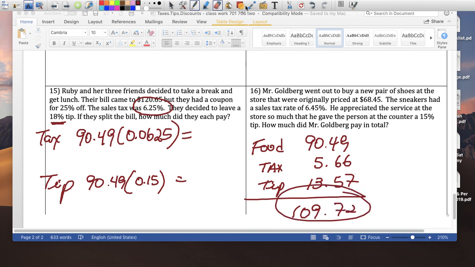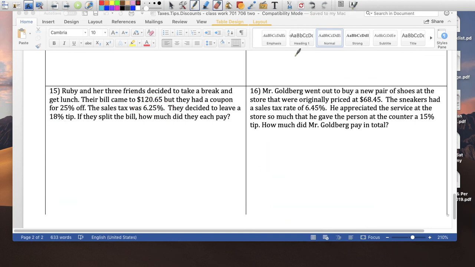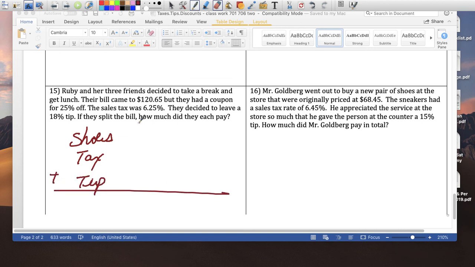Okay, so, and then we have one more question. Mr. Goldberg, he went to buy something, new shoes. He had a tax, and he wanted to tip the guy that served him. Okay. So we have to do this separately. Okay, so here I'm going to write shoes, tax, and tip. Okay, so one thing I know is that the shoes is $68.45.